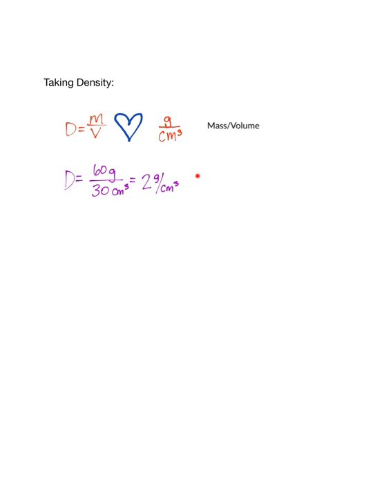If I plug in what I've already figured out, remember I took the mass to be 60 grams, and I just figured out my volume to be 30 centimeters cubed. If I plug that into my density formula, I end up getting 2 grams per centimeters cubed.